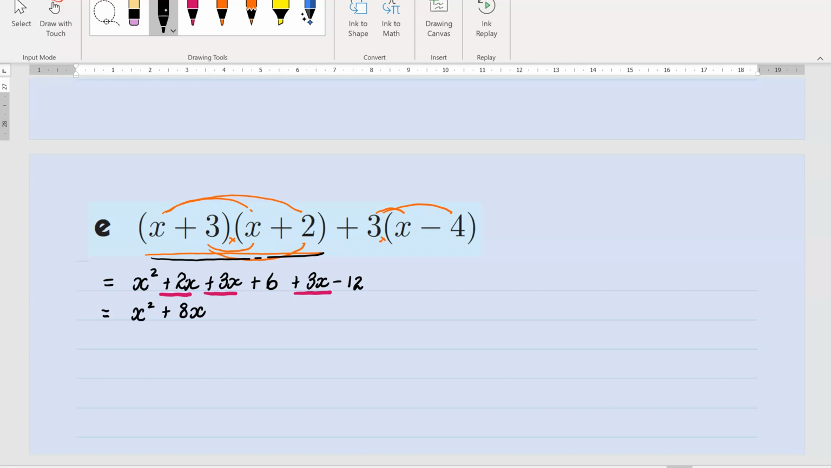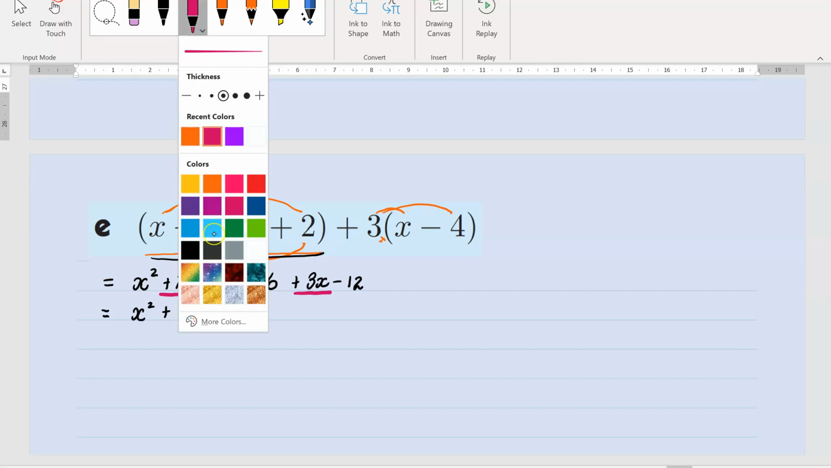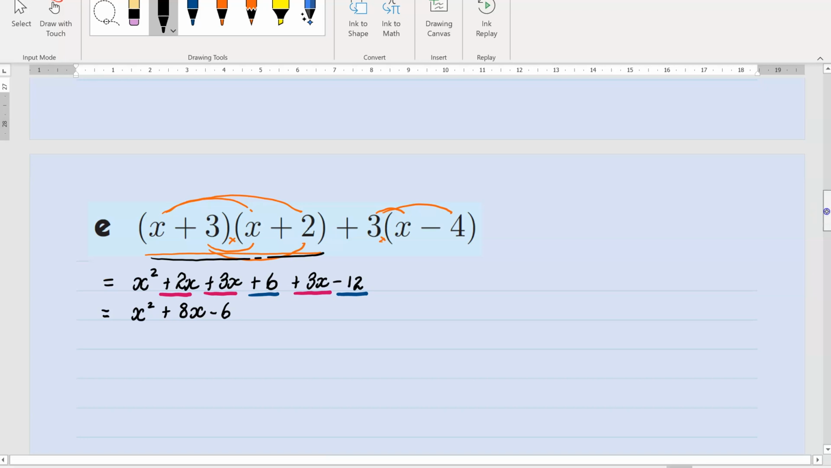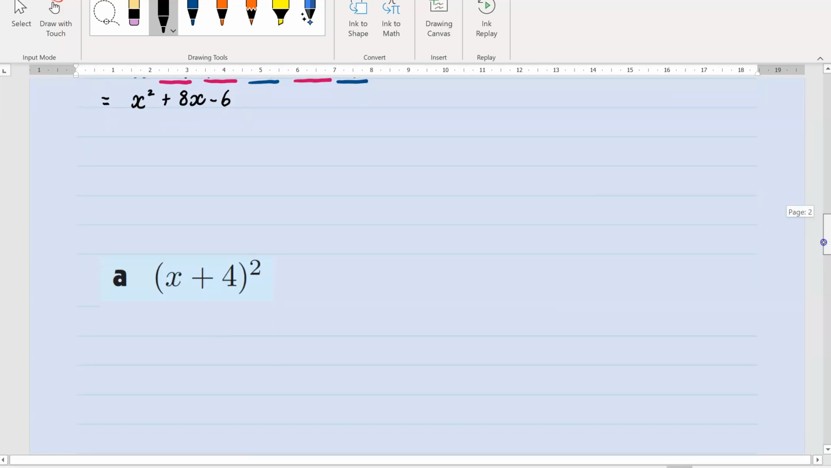Okay, and now we also add our, get another colour here, we want to check just the plain old numbers. So we've got the minus 12 and we've got the plus 6. So what is 6 take 12? Minus 6. Done. Hopefully you got that one beautifully correct.